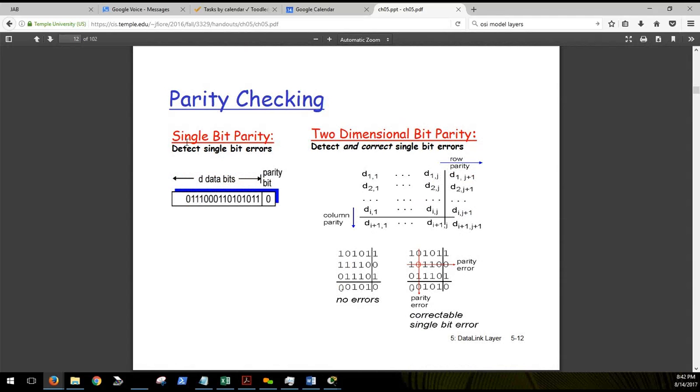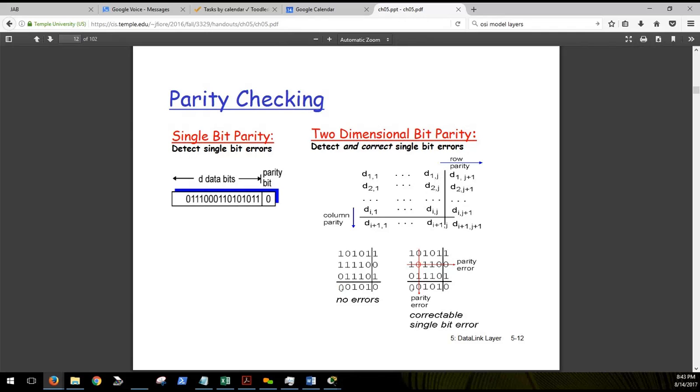Now, single bit parity. When we talk about single bit parity, you look at the data bits and then you calculate the parity bit. Parity is often described as even or odd. Depending upon which, you count the number of 1 bits, and if you have odd parity and an even number of bits lit up, then you set the parity bit to 1.